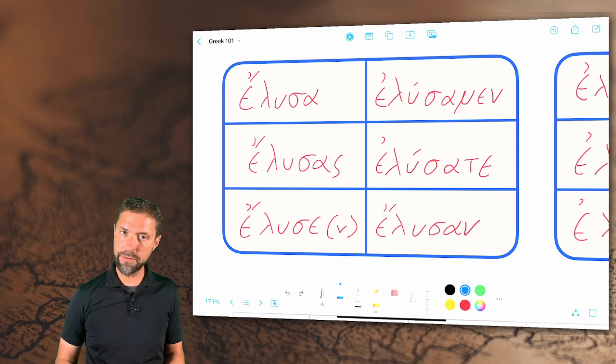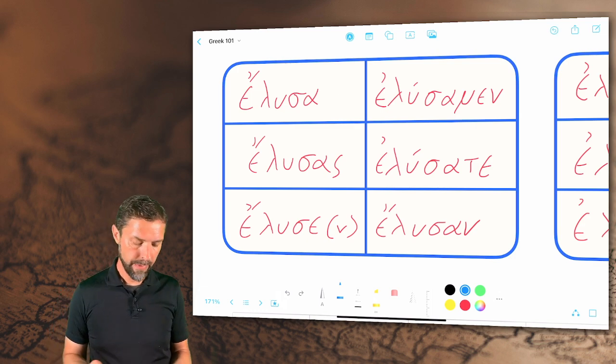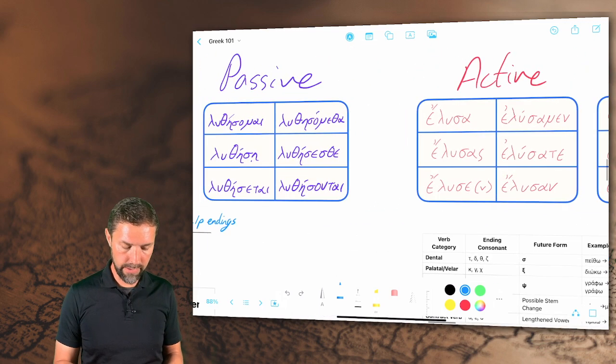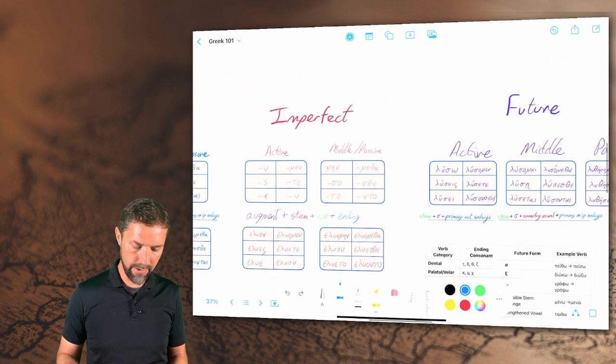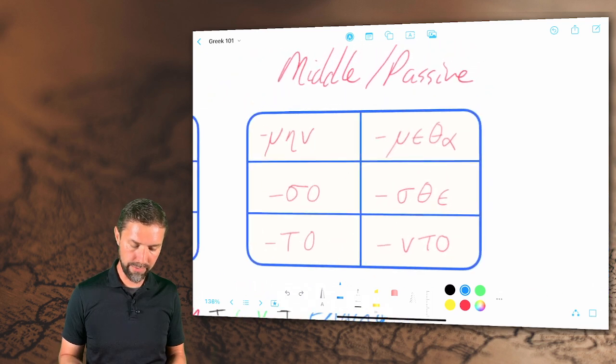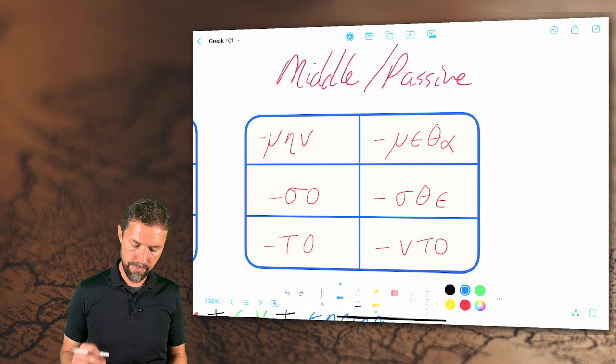Not a lot of fresh memory there. Let's go to the next. Let's review our secondary endings. The secondary middle passive endings here were main, sa, ta, methus, the, in, ta.